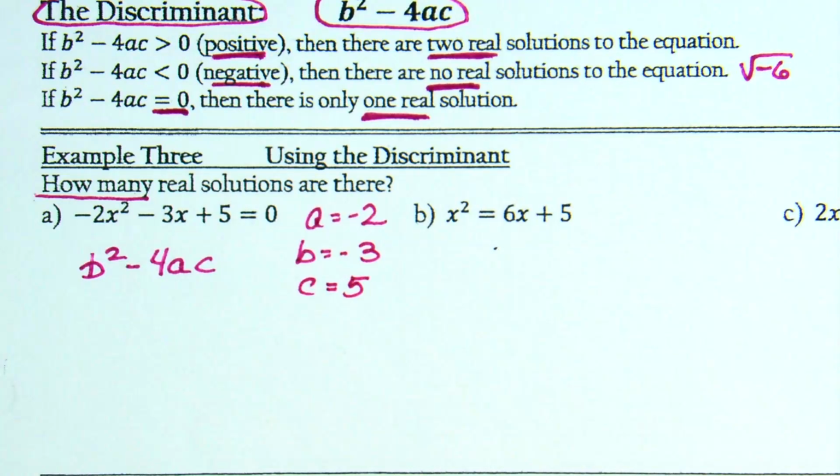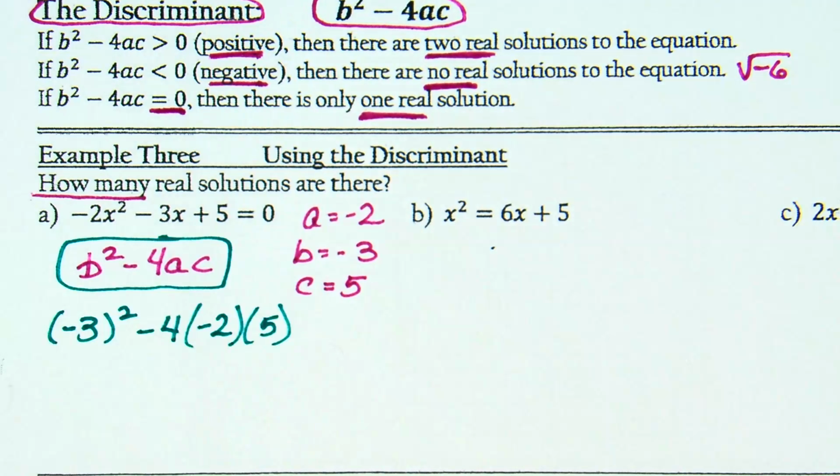Do the math. What's negative 3 squared? 9. On this next part, I see a minus times a negative. So 2 negatives are going to multiply to be a positive. 4 times 2 times 5. 40. 4 times 2 is 8, and 8 times 5 is 40.